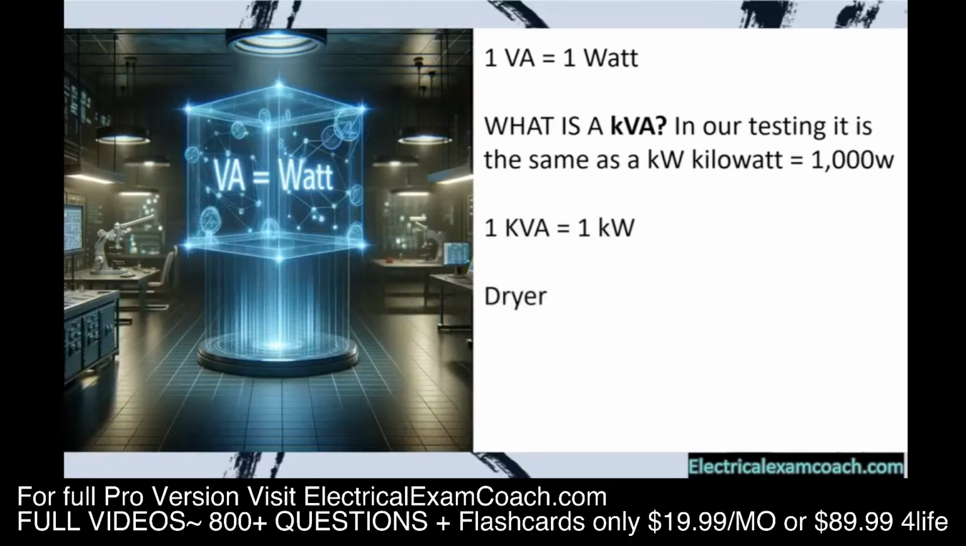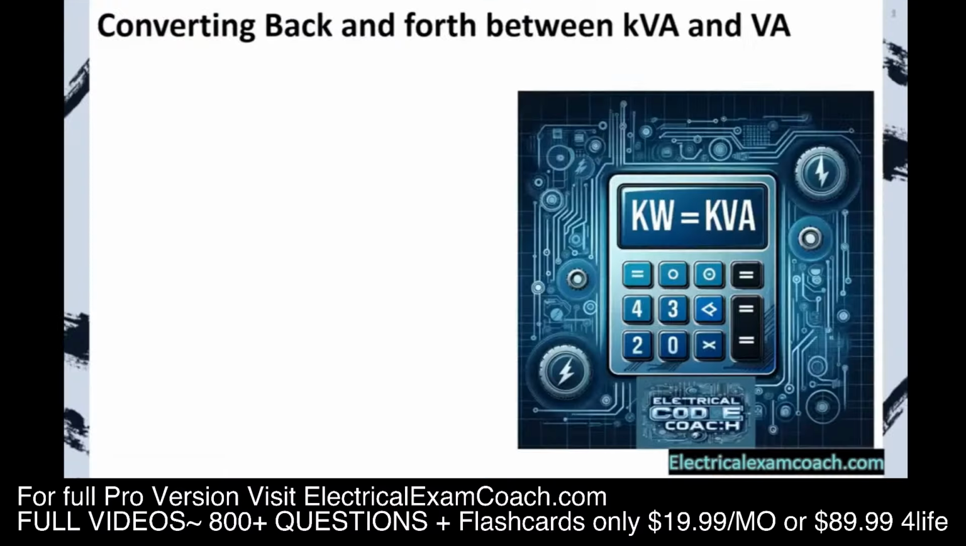Now let's imagine that we have a dryer, and this dryer is a 5 kW. Well, it's also true to say that it's 5,000 watts. And at the same time, if they say that it was 5 kVA, it's also true to say that it's 5,000 VAs. Let's practice converting back and forth very quickly.